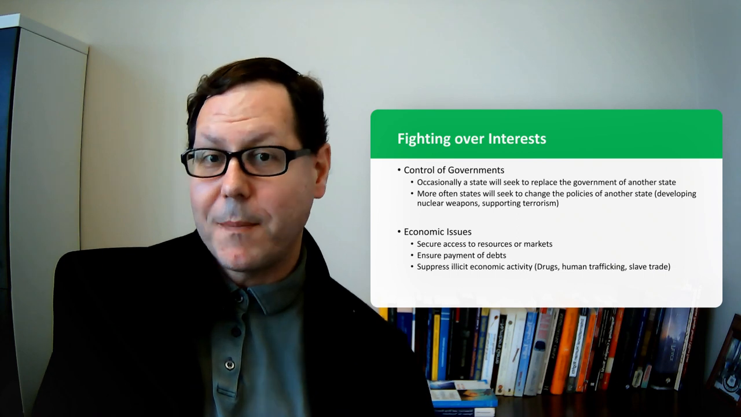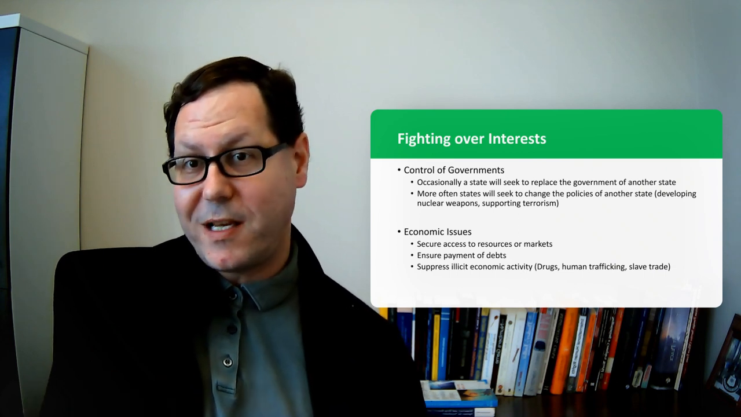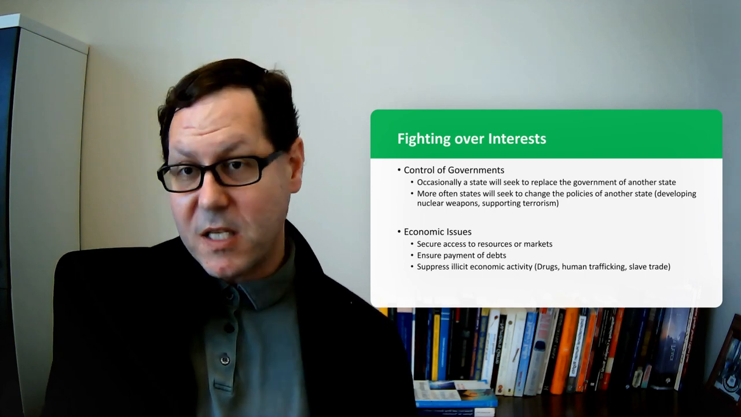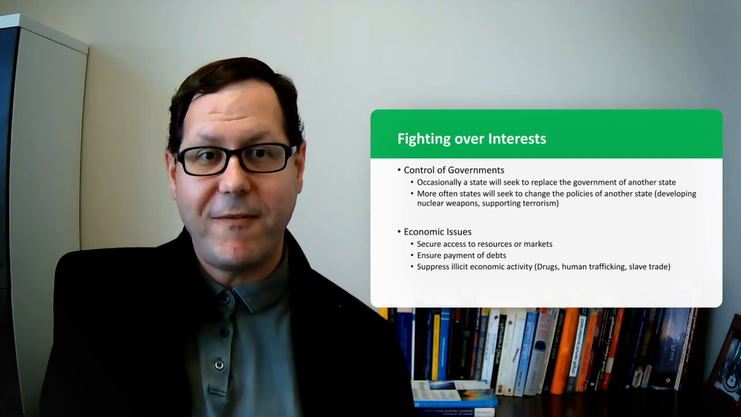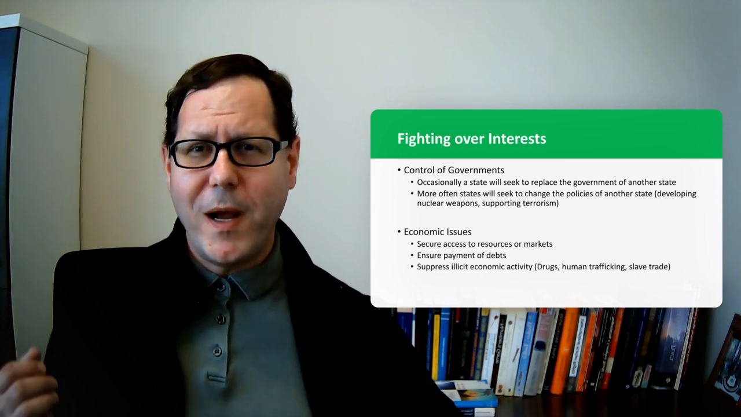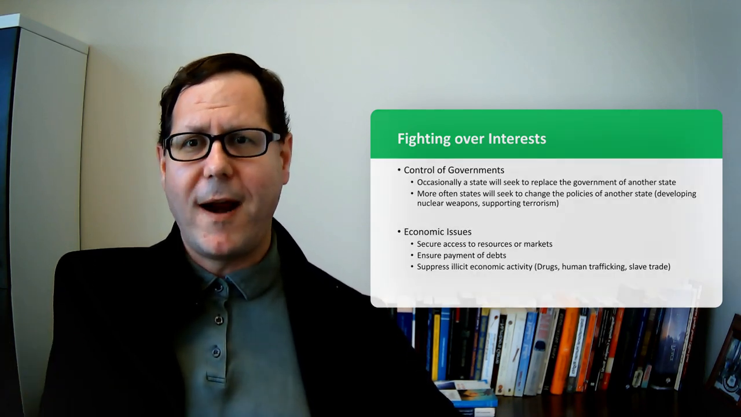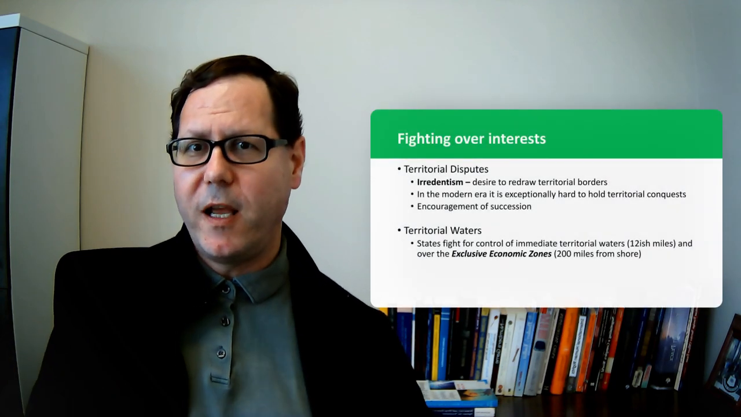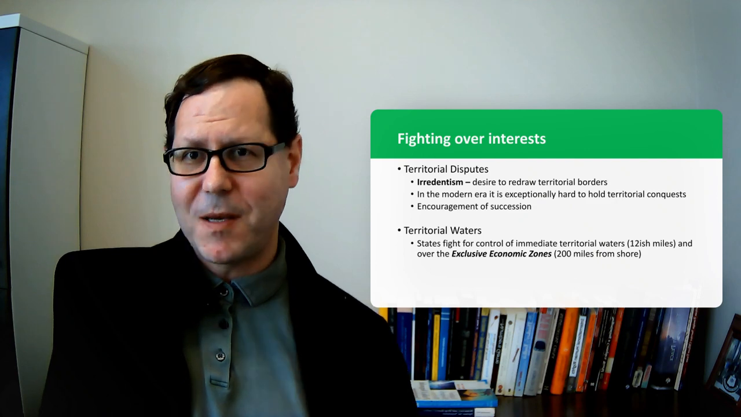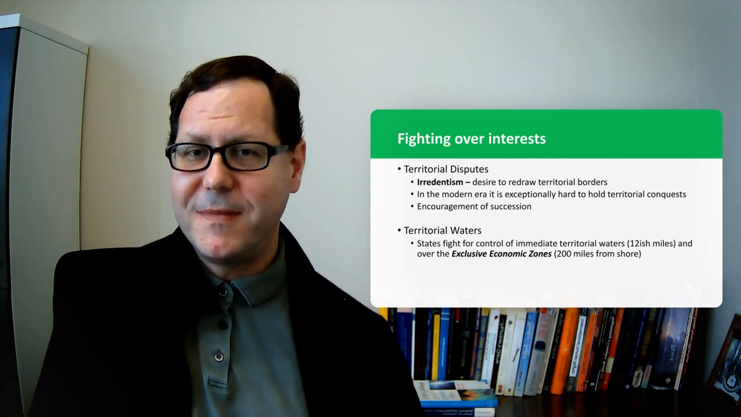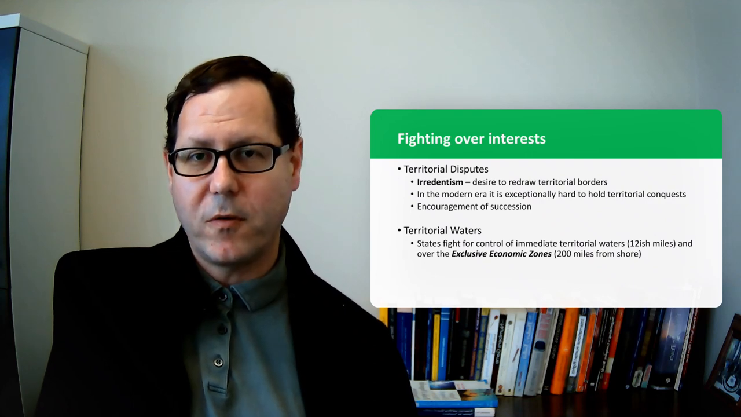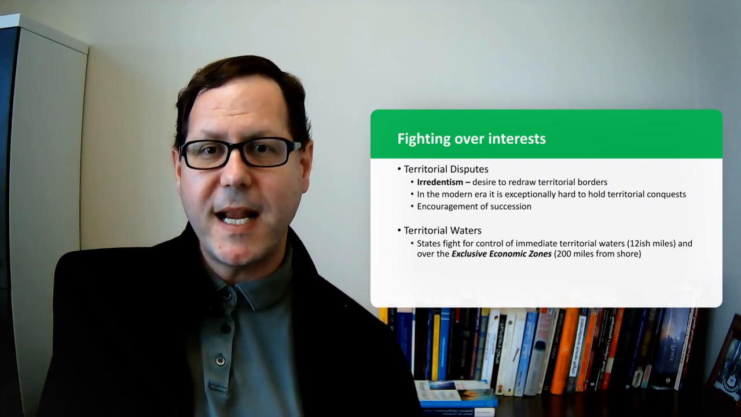Versus what's more common today is using military force to suppress illicit economic activity. Drug trafficking, human trafficking, the slave trade was suppressed by the British Navy, those sorts of things we do see states using military force for, but those are all fairly rare. The vast majority of conflicts, about 90% of conflicts between countries, tend to have some sort of territorial component. Territorial disputes are far and away the most common source of conflict or driver of conflict between states.